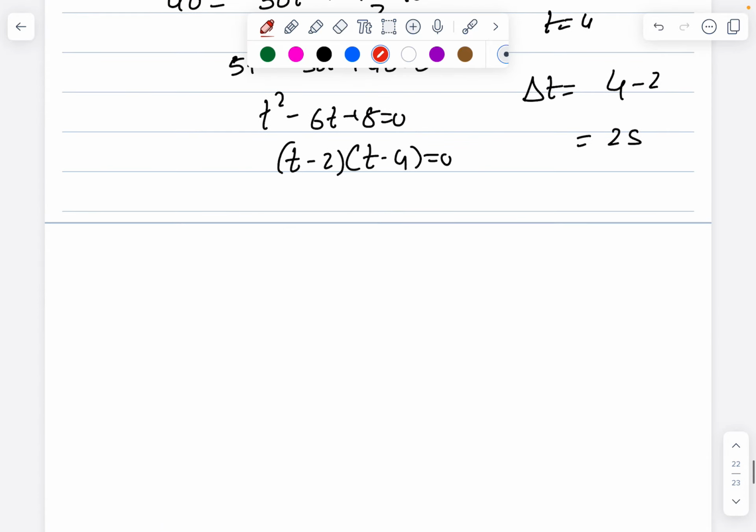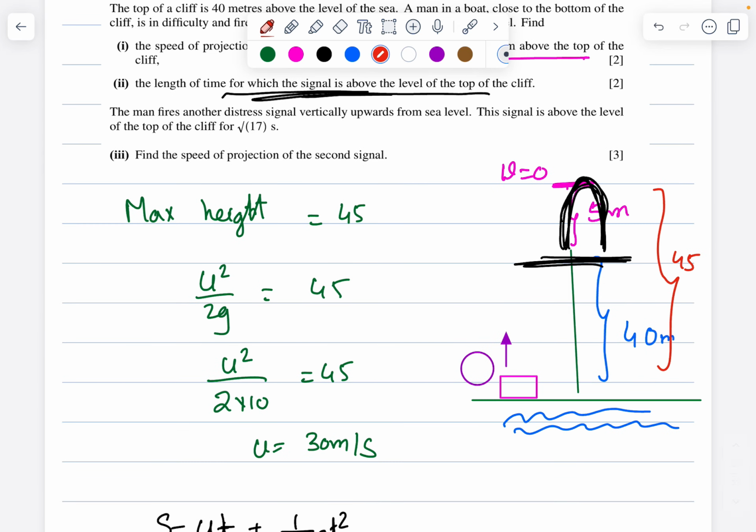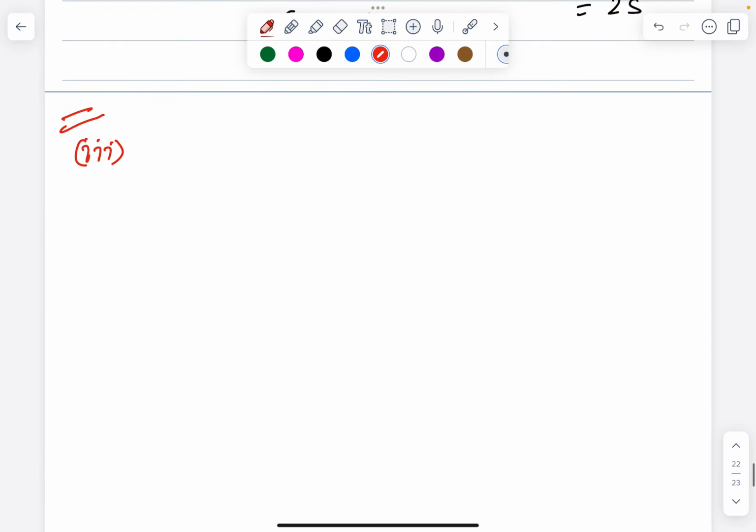Now coming to part 3. What is that? The man fires another distress signal vertically upwards from the sea level. The signal is above the cliff level for square root of 17 seconds.